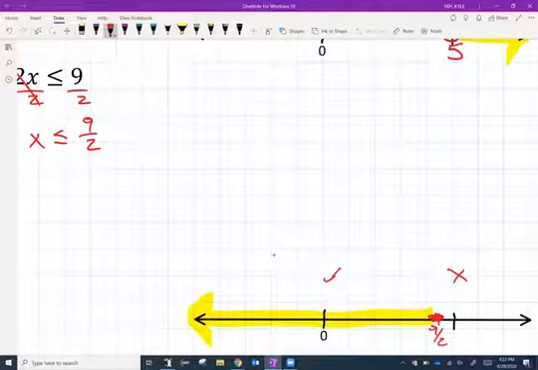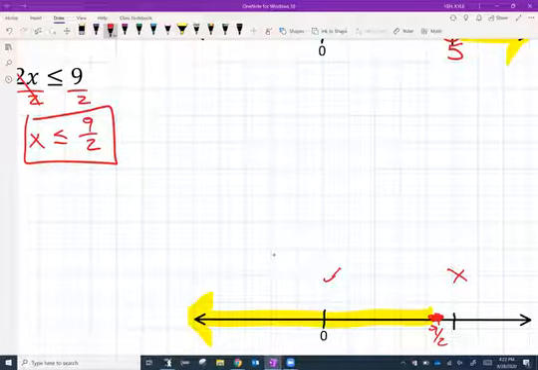So our answer looks pretty good. We tried something that should work, and it did. We tried something that shouldn't work, and it didn't. So now I'm feeling really good about this answer, x less than or equal to 9 halves.